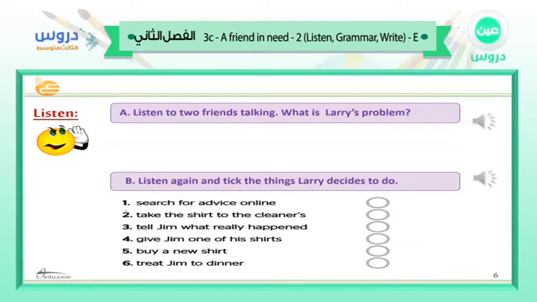Okay, now we are going to go to the listening part. We're going to listen to two friends talking and see what is Larry's problem. Listen carefully to the audio. 4. Listen. A. Listen to two friends talking. What is Larry's problem?